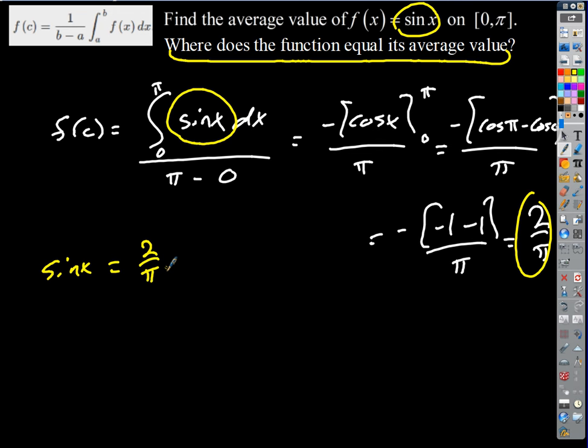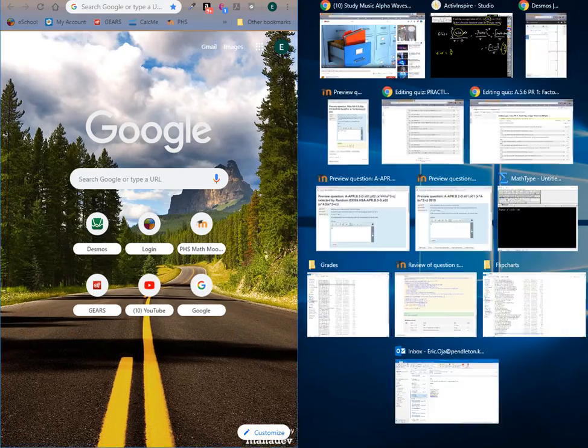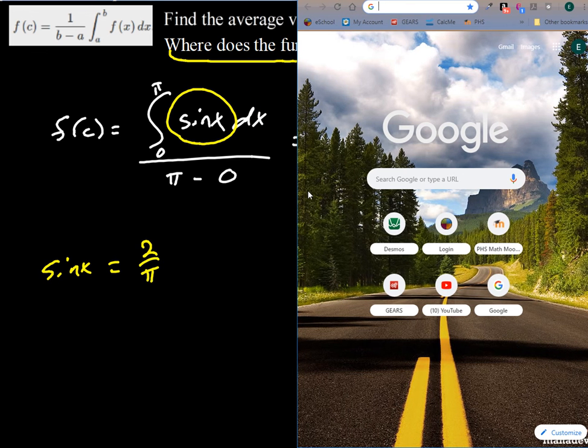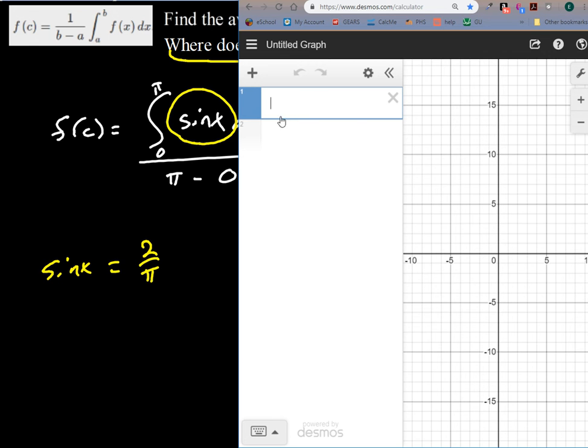We could, for example, use Desmos, which is what you'll probably be using. Remember our trick for solving an equation in Desmos, great trick. All we do is graph the left side of the equation. Make sure we're in radians mode, which we are. Then we graph the right side.